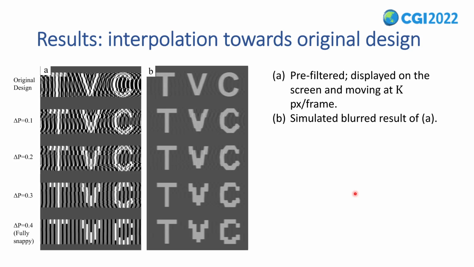Here we chose 3 letters to showcase the interpolation step of our design: the rectilinear shape, the triangular shape, and then the curvy design. We chose the interpolants differently for each letter so that the perceptual difference to the original design is at these given levels. The image on the left is the pre-filtered image. The second one is the simulated blur result.